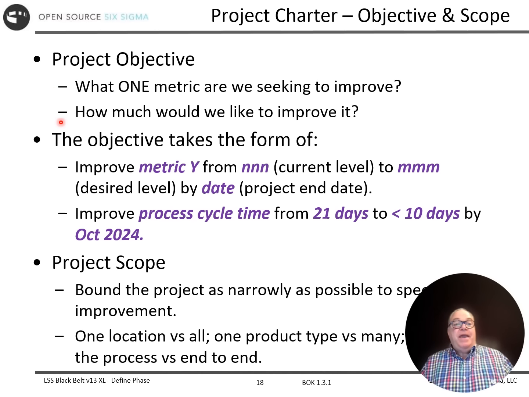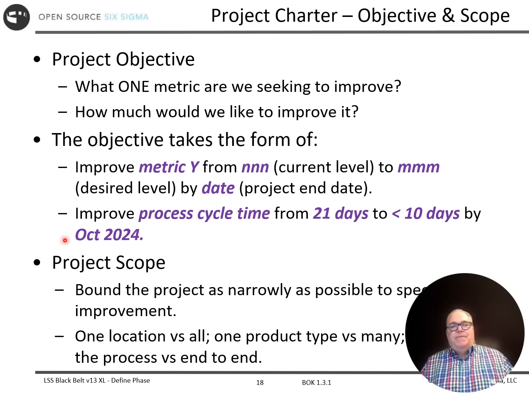And then the other piece of it is how far would we like to go? So how much of the gap would we like to close? So I really like this format. I'm going to improve my metric Y from the current level to some desired level by a date. So whatever the project end time that you've projected, and we'll put that in part of the project plan in the charter as well. So here's an example.